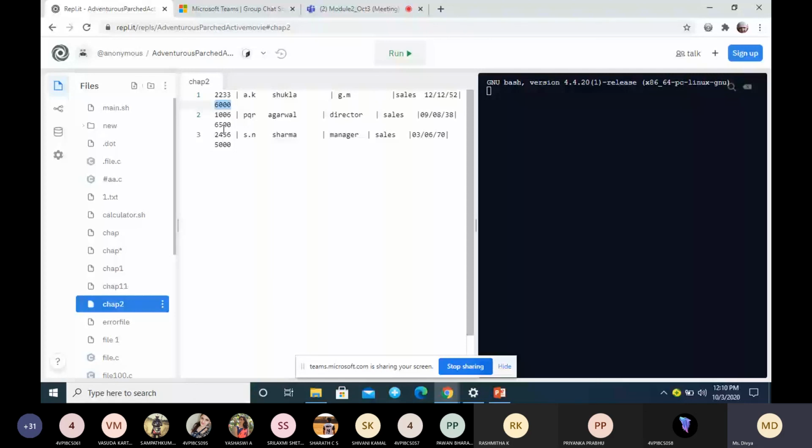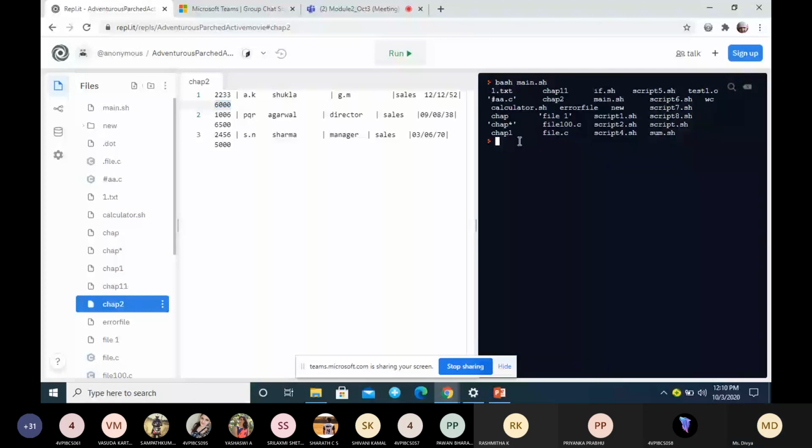In that case, I can write grep. The salary should be between 6,000. That means it can have 6,000, 6,001, and so on.